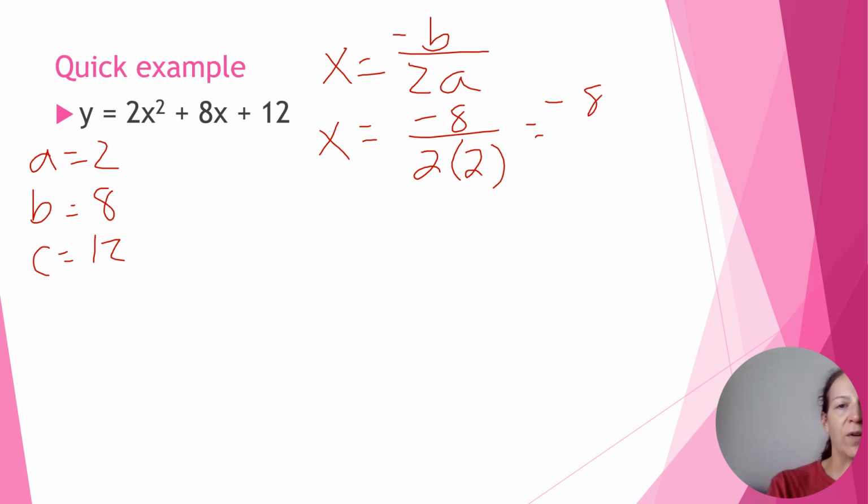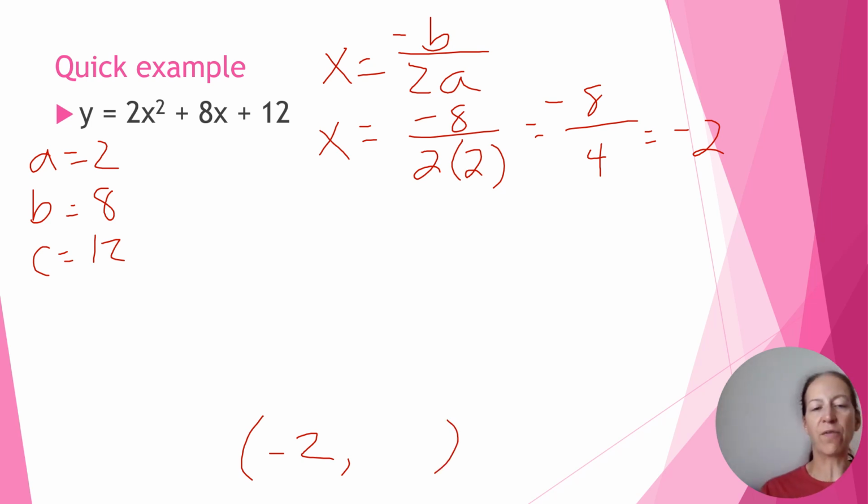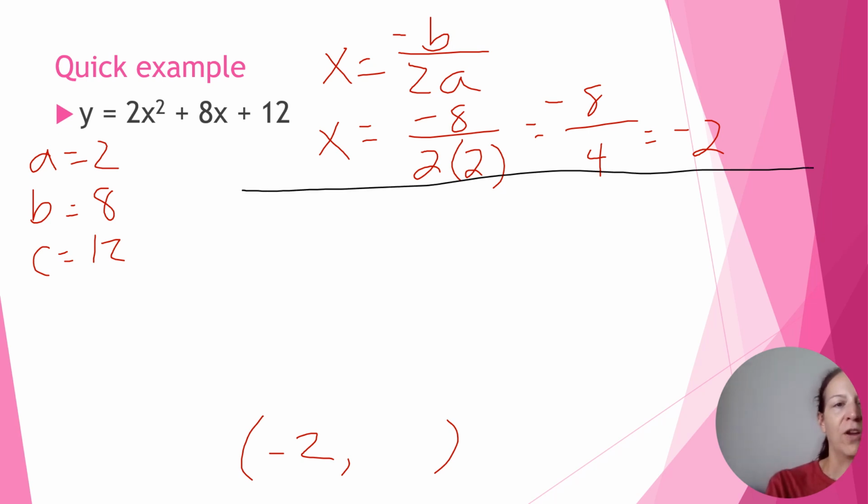And so we have our order of operations. Negative 8 is just there. 2 times 2 is 4, and negative 8 divided by 4 is negative 2. So when I'm looking for the vertex, the x coordinate of the vertex is negative 2. To find the y value, we are just going to take the negative 2 and plug it in everywhere there is an x.